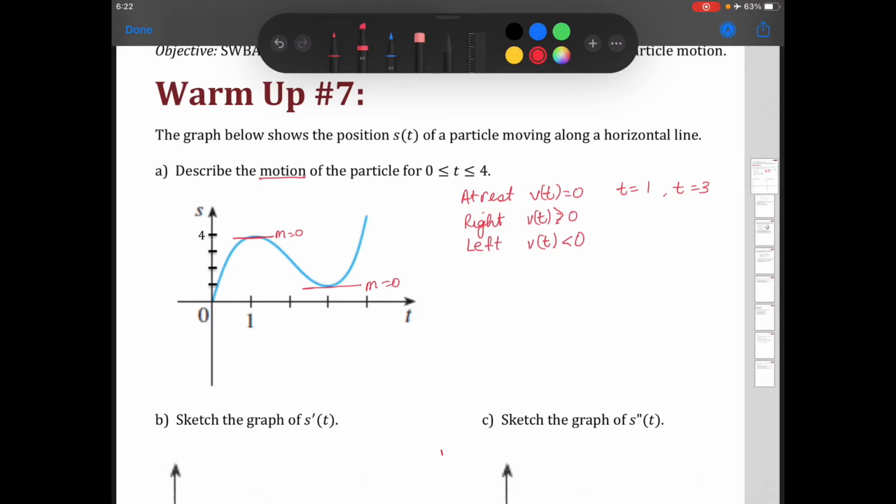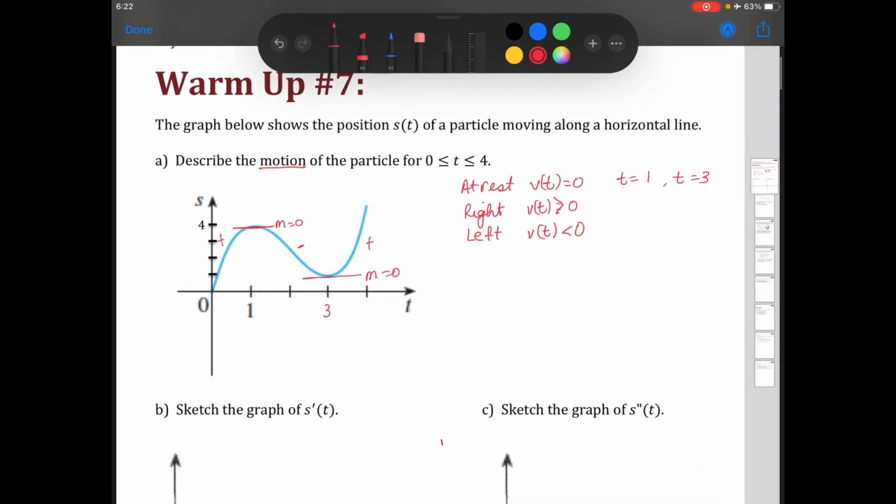Now I want to actually start tracing them because I feel that helps. So if I look from 0 to 1, what's my slope? It's positive, right? So let's write that down. This is positive slope here. From 1 to 3, what's the slope? It's going down, so it is negative here. And from 3 to 4, it's positive again. So now all I need to do is write it down.